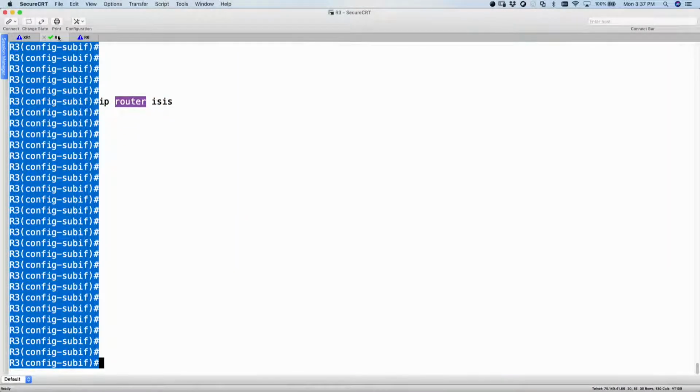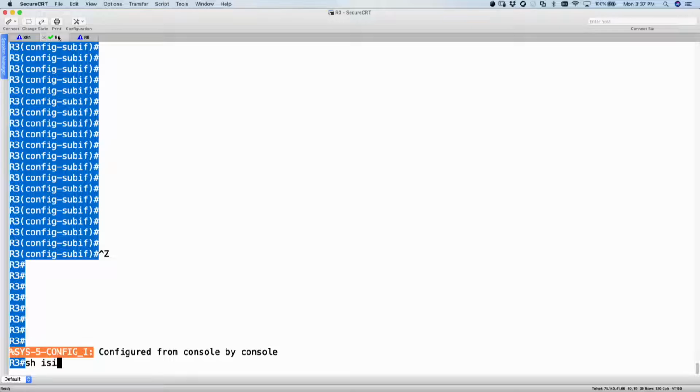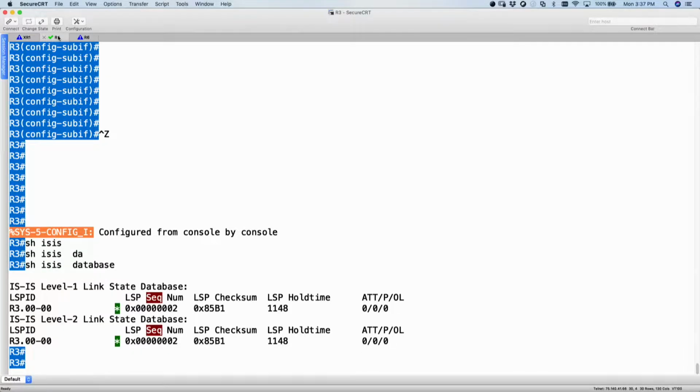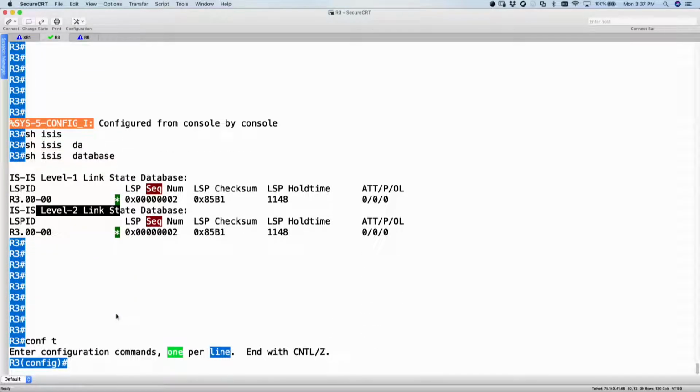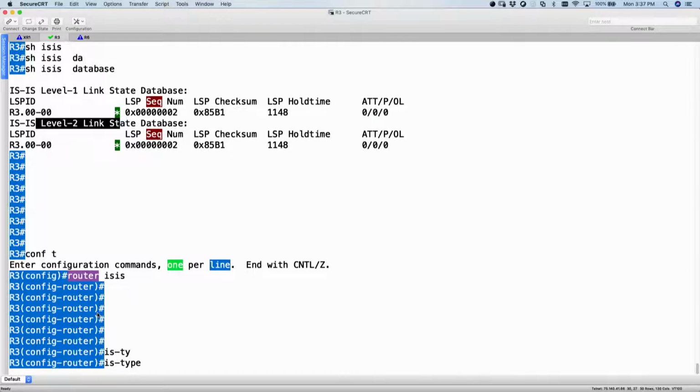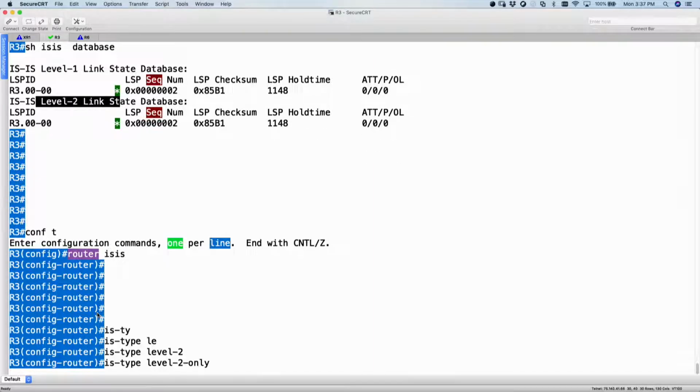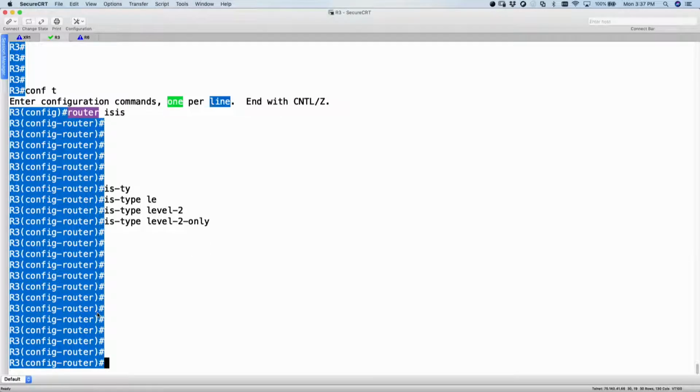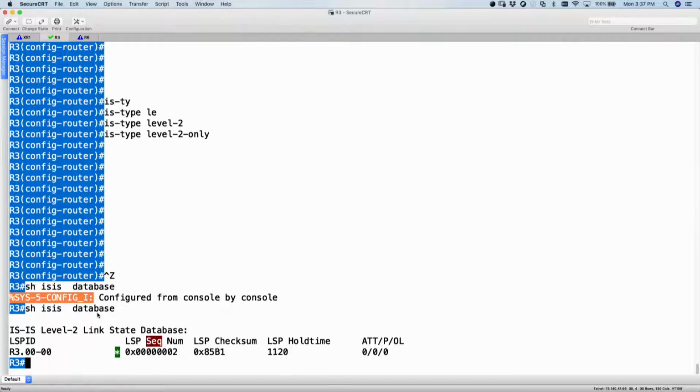So once I have activated ISIS, I will show you my database, show ISIS database. That's going to show me level 1 database also, level 2 database also. That's because a router is a level 1, level 2 router by default. Let's go and change this to be just level 2. So router ISIS, and here I would say IS type level 2 only. Once I've done this, if I go back and do a show ISIS database, I should see only level 2 database. I'm not maintaining level 1 database.